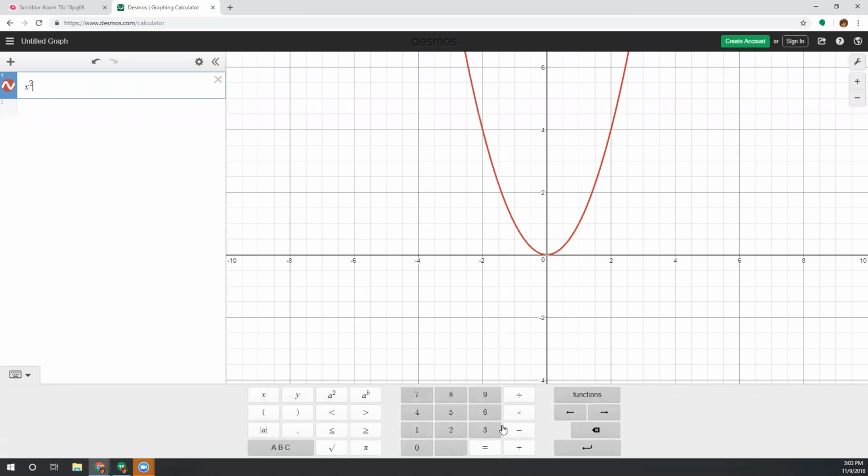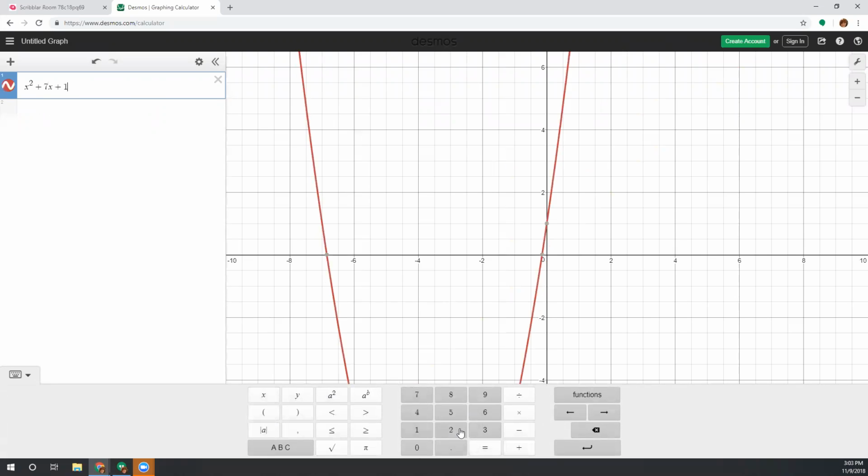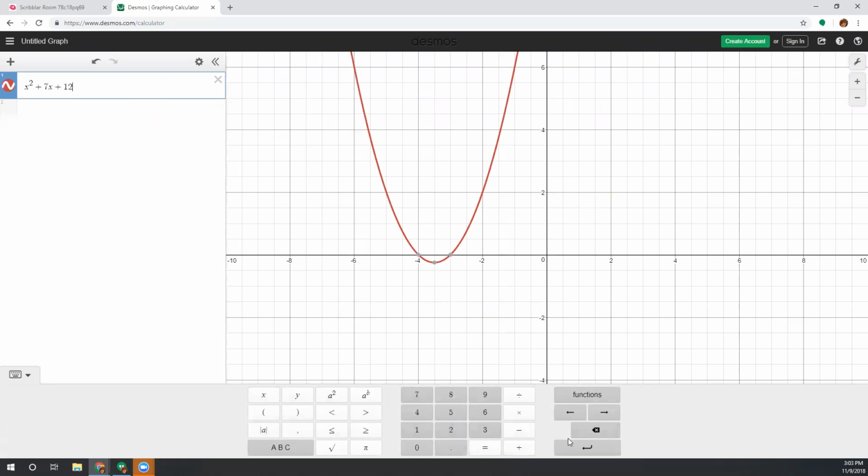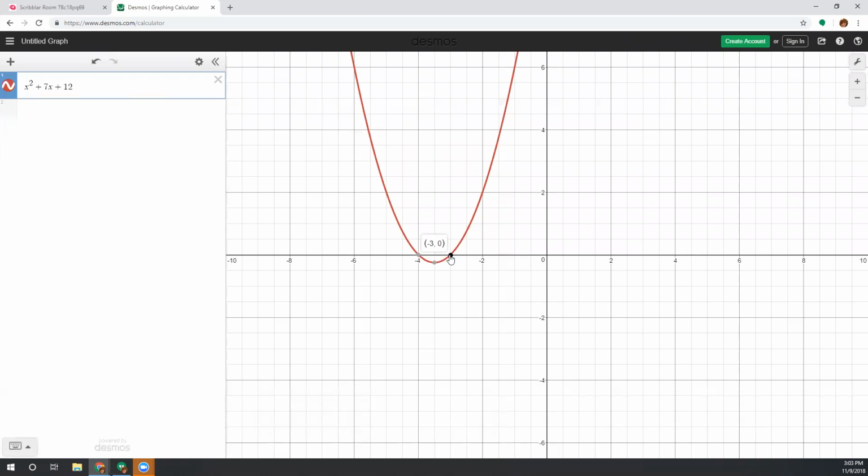So we have x squared plus 7x plus 12. And what we're looking for when we graph it, you'll see 3 dots already popped up. That's because they're important. They all mean different things. For what we're trying to do, where we're solving, we said we wanted to know where it equaled 0. So we want to know where it crosses the x-axis, because where it crosses the x-axis, y is 0.